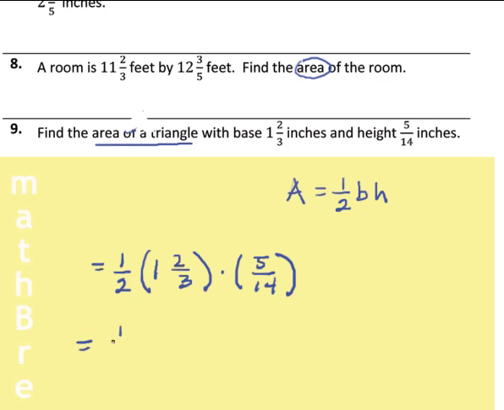All right, so change 1 2/3 to an improper fraction. So we have 3 times 1 is 3 and 2 is 5, 5/3. And here we're multiplying by 5 over 14. I don't see any reducing. All right, so here we have 25 in the numerator. And in the denominator, 2 times 3 is 6, and 6 times 14 we have 84. And that would be square units, so that would be inches squared.